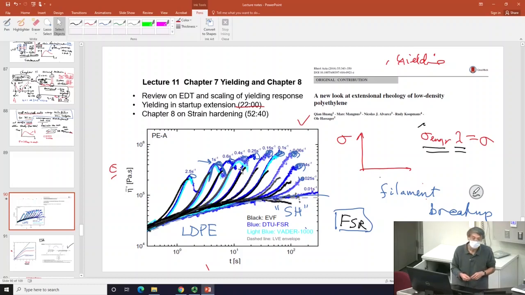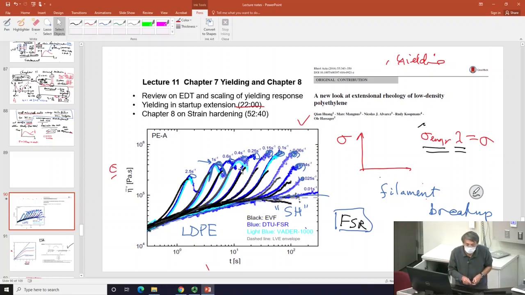Not really. Certainly fiber spinning, film blowing, it all involves a significant extension. Nothing is shear. Steady state, forget about it. Nothing reaches steady state in practice. Yeah, is that what you're saying though? In practice, in extension, we are hardly ever dealing with steady state. Is that what you're asking?